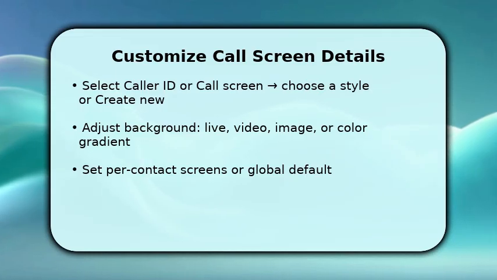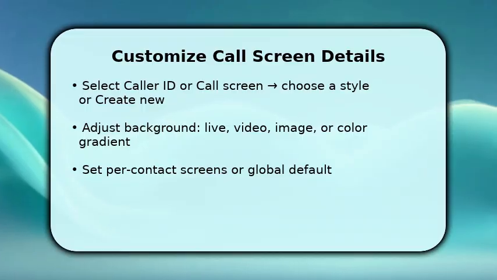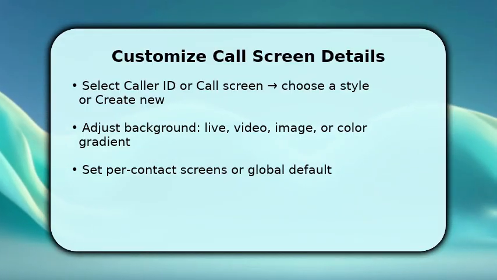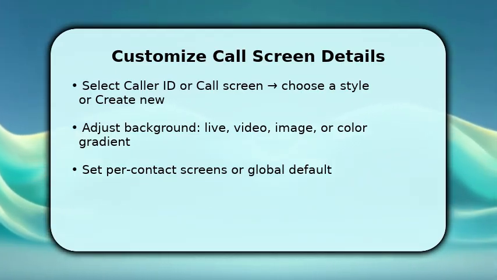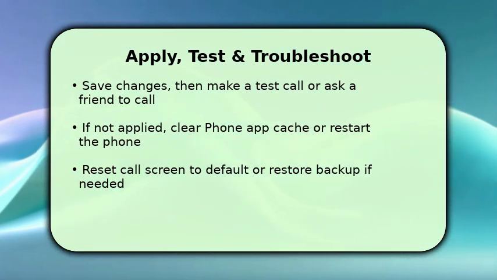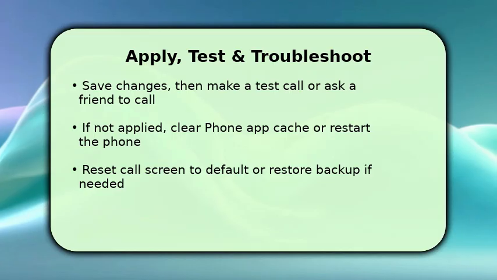Next, assign per contact screens if you prefer personalized displays, or apply changes as the global default for all incoming calls. Make sure to preview the animation and check audio or vibration behavior so the visual change doesn't interfere with usability. After saving your new call screen, immediately test by placing a call to your number or asking someone to call. This verifies appearance and timing.